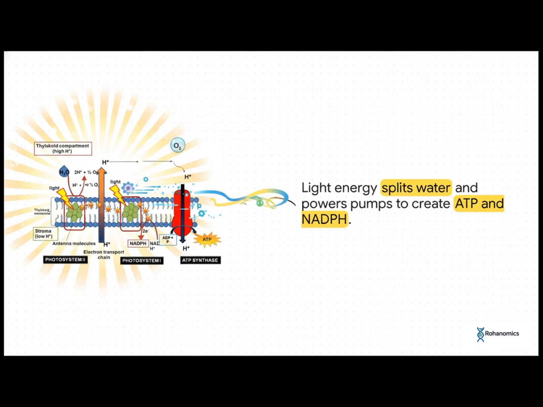But wait, there's more. The electron then gets another power boost from light at photosystem I and is used to make another energy molecule, NADPH. So you end up with two batteries, ATP and NADPH, which are the fuel for the next part of the process, actually building the sugar.